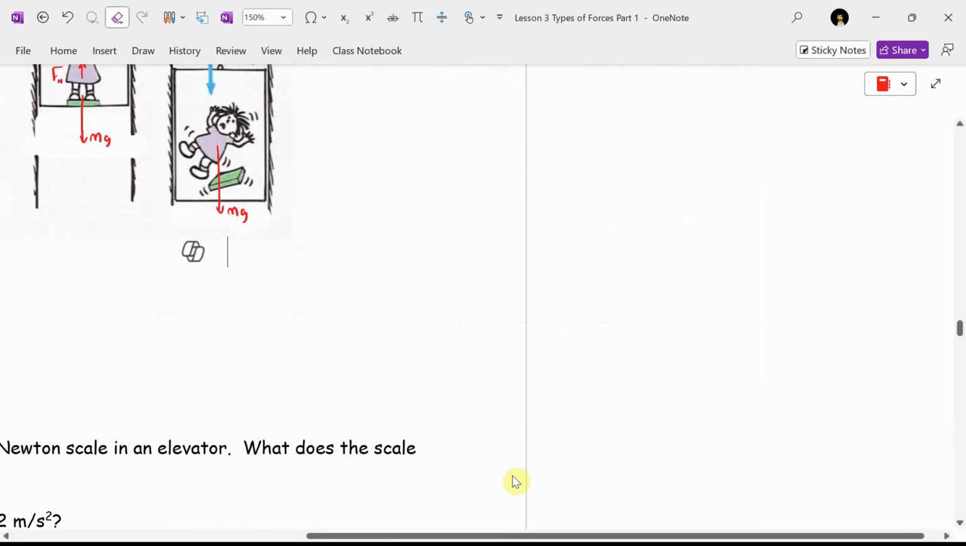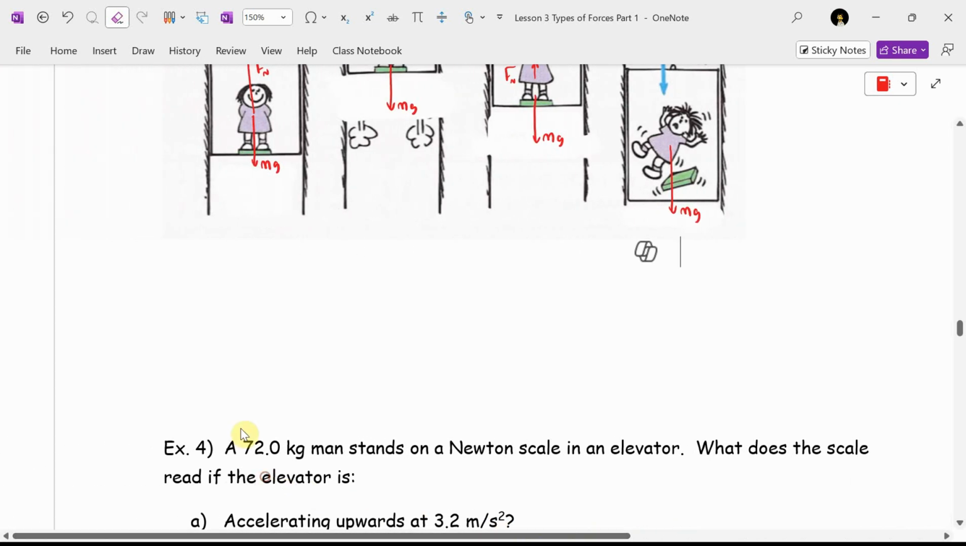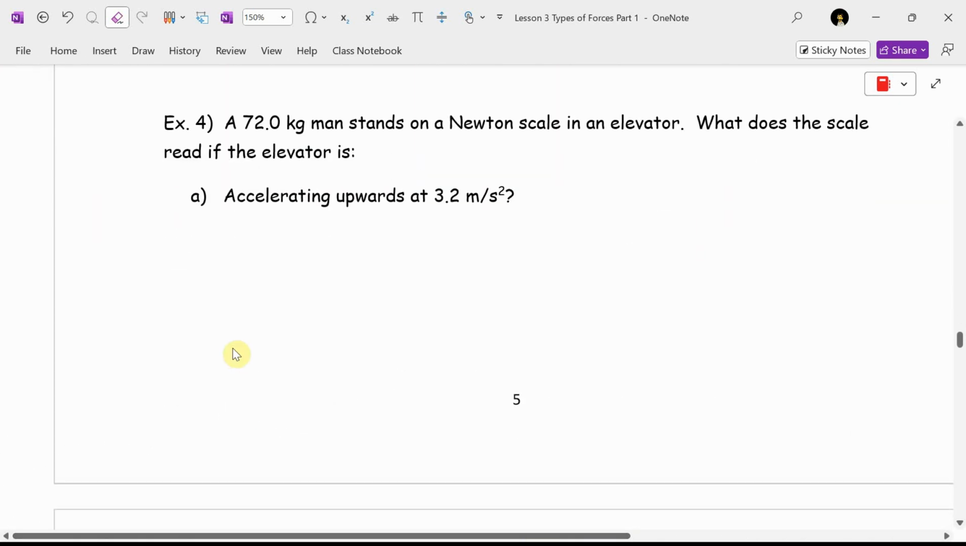Let's look at some elevator questions with numbers. I like example 4. In fact, there are going to be at least 4 elevator questions on your test. I'll bet you in one you're accelerating up. I'll bet you in one you're accelerating down. I'll bet you in one you're not accelerating. And I'll bet you in one the rope is cut and you're in free fall.